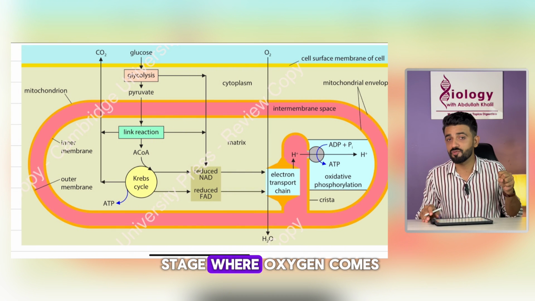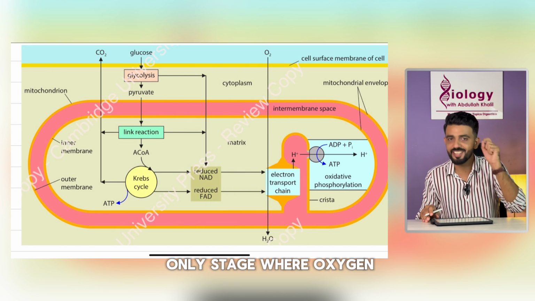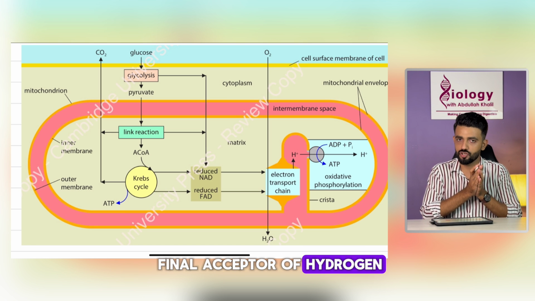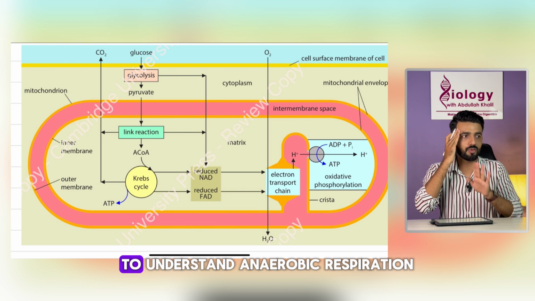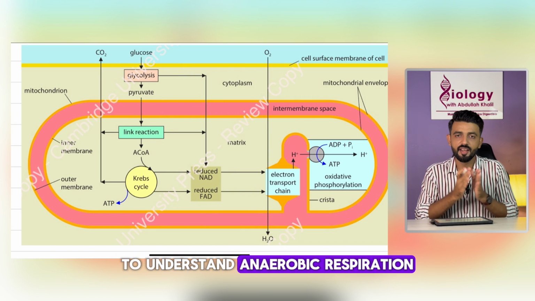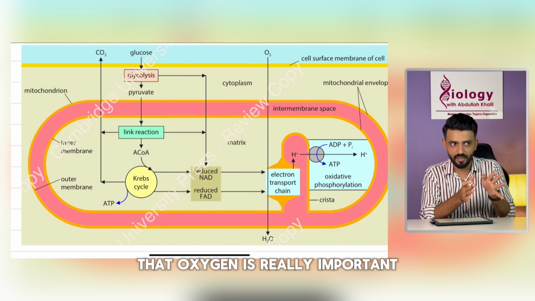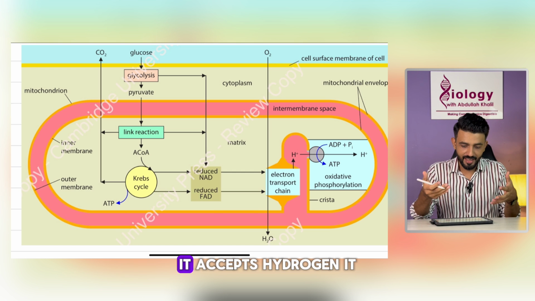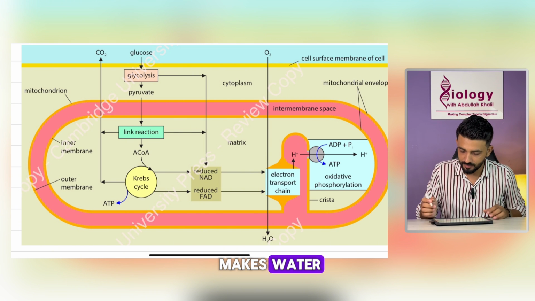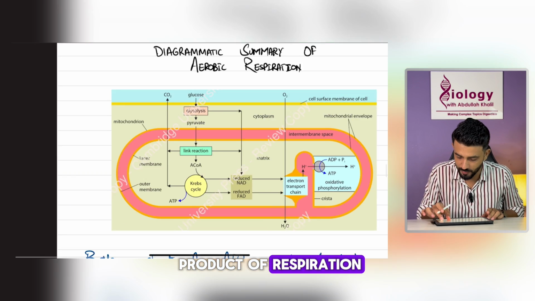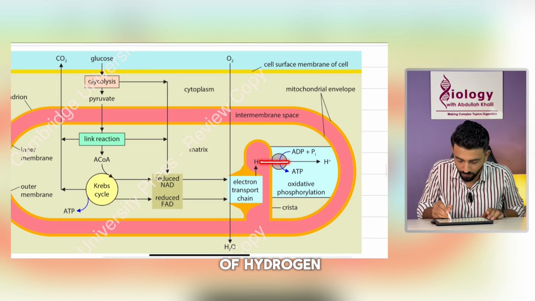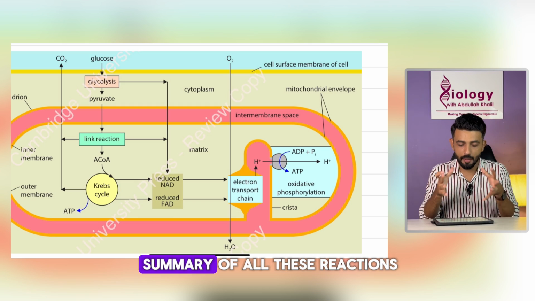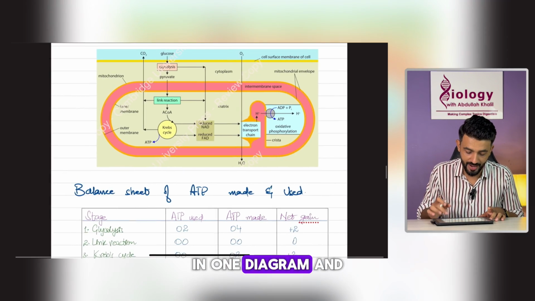And this is the stage where oxygen comes into play. This is the only stage where oxygen is used. Oxygen acts as the final acceptor of hydrogen. Now, we have to keep this in mind to understand anaerobic respiration. We have to keep this in mind that oxygen is really important. It is the final acceptor of hydrogen. It accepts hydrogen, it makes water, which is the second product of respiration. And during this movement of hydrogen, ATP is formed. So this is the complete summary of all these reactions in one diagram.